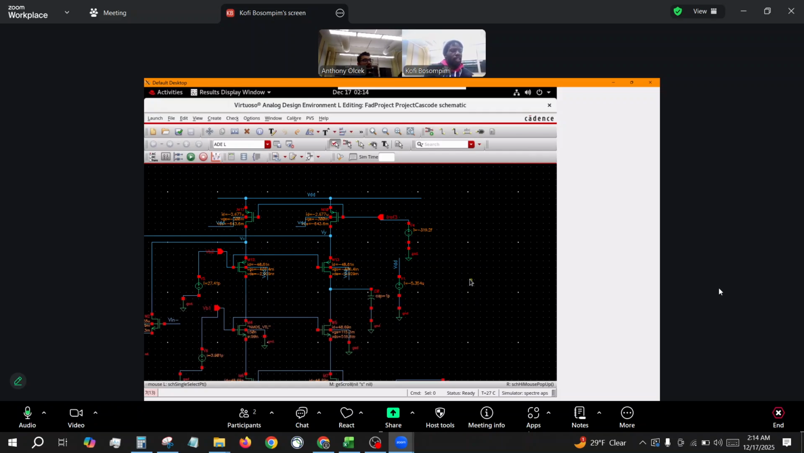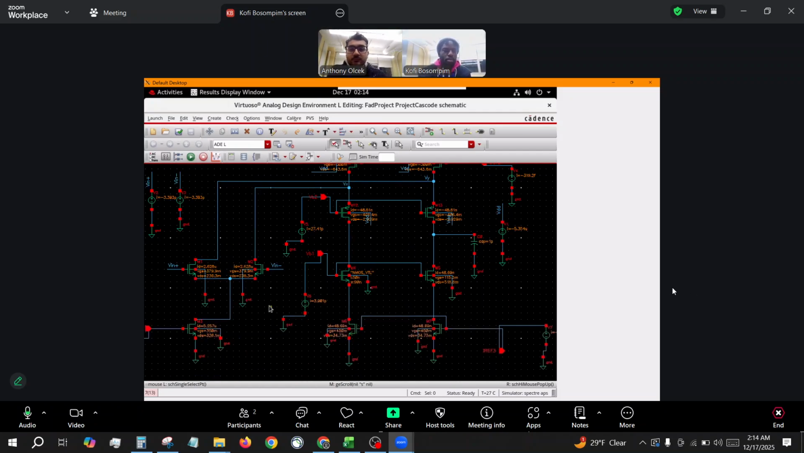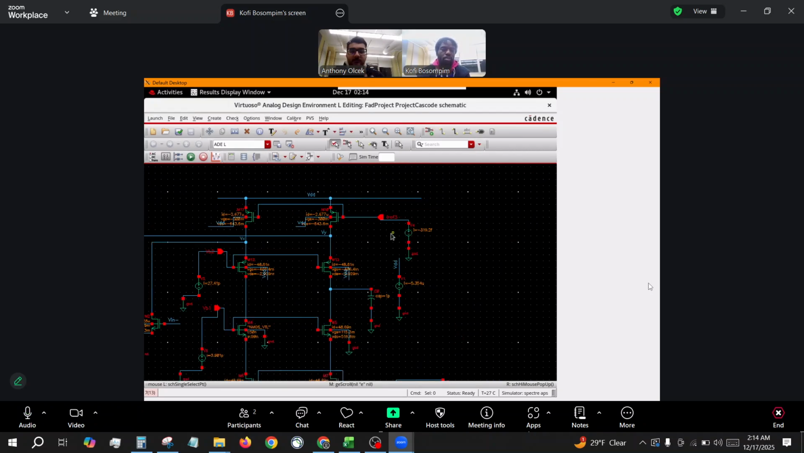Also changing the widths of the transistors. So for example, changing the width of the input pair, you would effectively increase the gain of them. Changing it for the PMOS as well gave the same type of result.